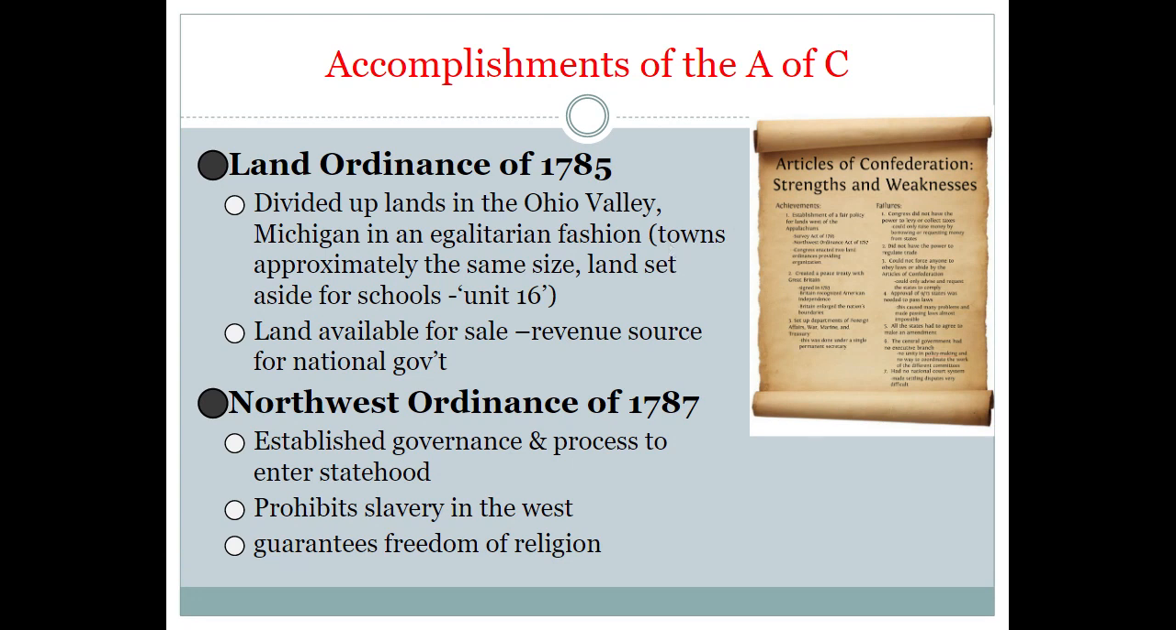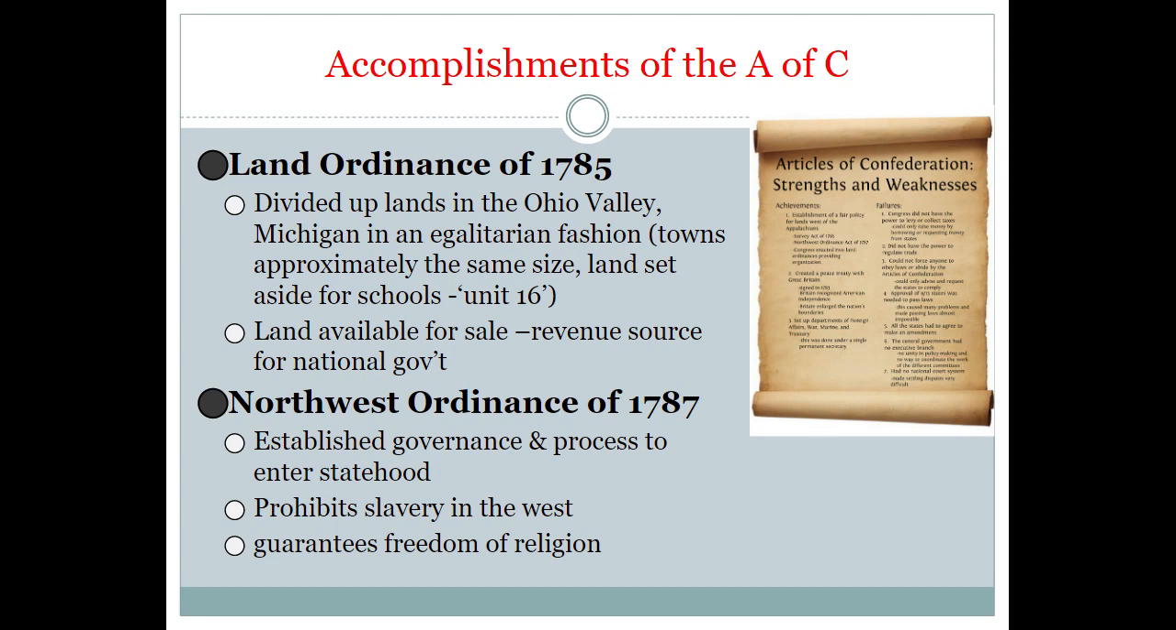Once that actual physical plan is created, 2 years later, Jefferson develops what becomes the Northwest Ordinance of 1787. And this is going to create the process by which these future states can come into the Union. So territories since 1787 have followed this plan.